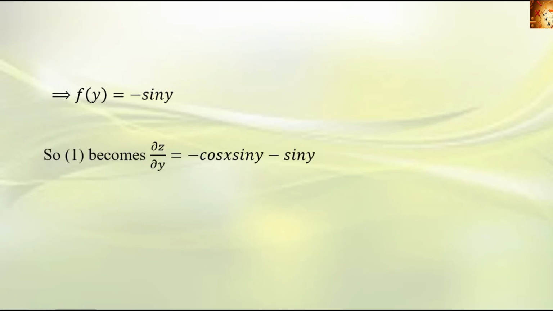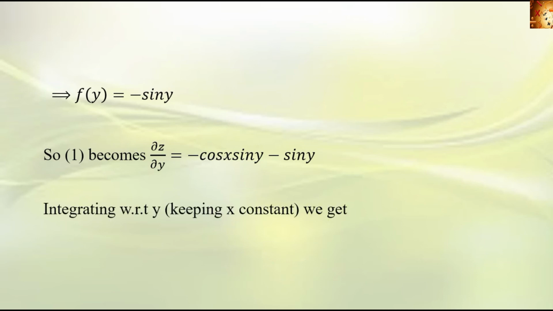So substitute it in equation 1, we get dou z by dou y equal to minus cos x sin y minus sin y. Again, we want to integrate this expression with respect to y, because here we have dou z by dou y, which implies z equal to cos x cos y plus cos y plus a constant which is taken as g of x. Then again, initial condition is given, that is when y is an odd multiple of pi by 2, z equal to 0. So put z equal to 0 and y as an odd multiple of pi by 2, we get g of x equal to 0.